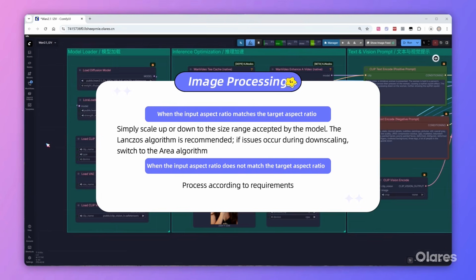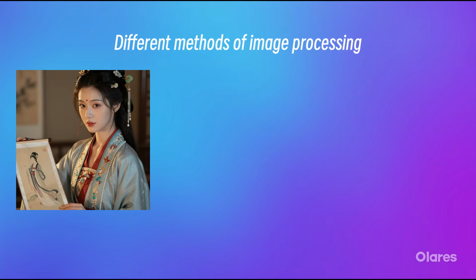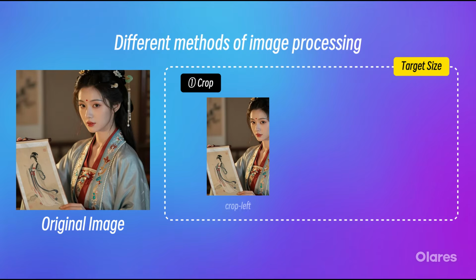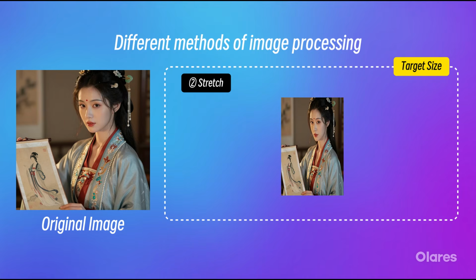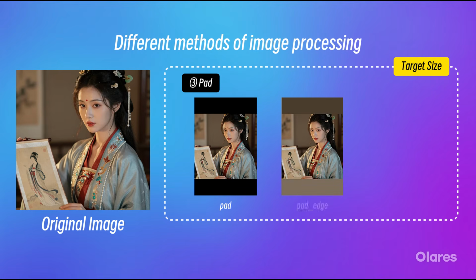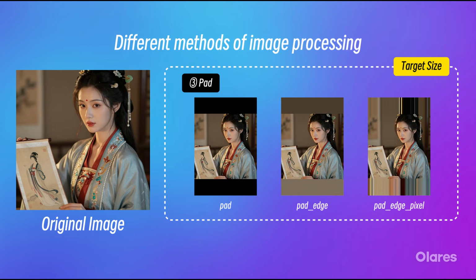If the aspect ratio doesn't match, you need to process the image, typically with one of three methods. Crop. Cut out a portion of the image proportionally. You can set the crop area, center cropping is the default. Stretch. Scale the image directly to the target size without maintaining the original aspect ratio. This will certainly cause distortion. Pad. Fill the surrounding area of the image to achieve the target ratio. There are 3 different padding strategies: pad, pad edge, and pad edge pixel.